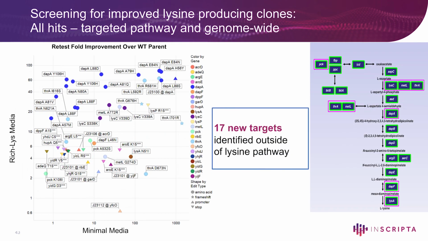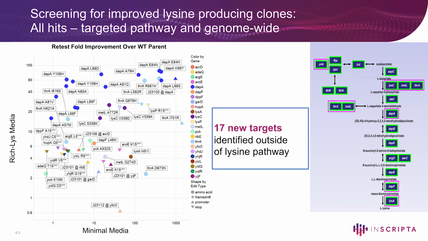We were able to recapitulate known knowledge, like DAPA is a very important enzyme, like I said before, and we recapitulate mutations in DAPA. But we also found a lot of new hits, like 17 new targets outside of the lysine pathway. Some of them, interestingly, lie in the Y-ome of E. coli, where 35% of it is Y-ome and nobody knows what those genes do. So we were able to identify this.